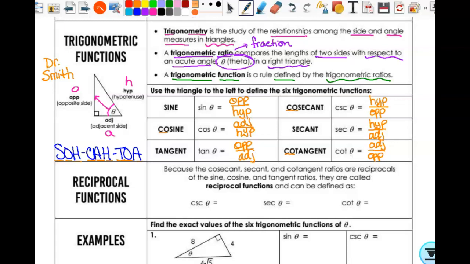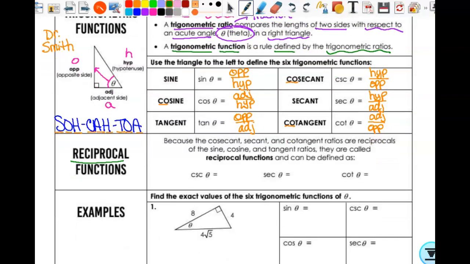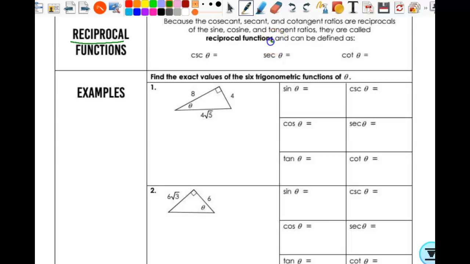All right, so we know they're reciprocals as far as the ratio of the sides. They are called reciprocal functions. Because the cosecant, secant, and cotangent ratios are reciprocals, they are called reciprocal functions. Even though we know cosecant is hypotenuse over opposite, cosecant is the reciprocal of sine, so I can also look at it as 1 over sine theta. Secant would be 1 over cosine theta. And cotangent would be 1 over tangent theta. Any questions at this point?